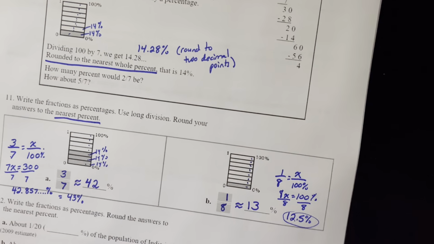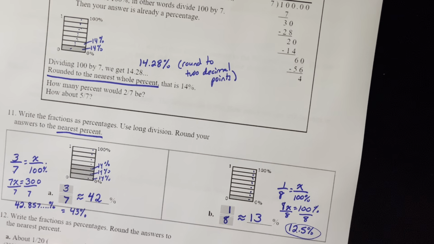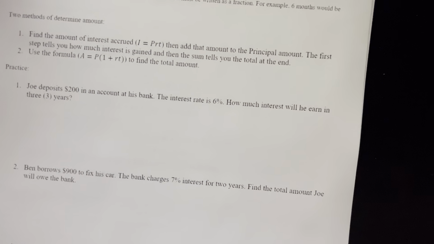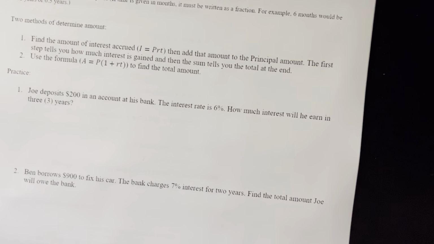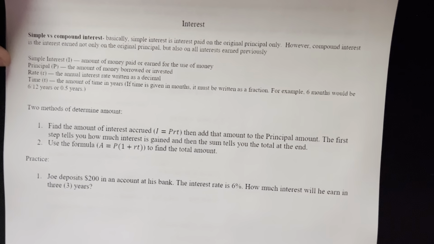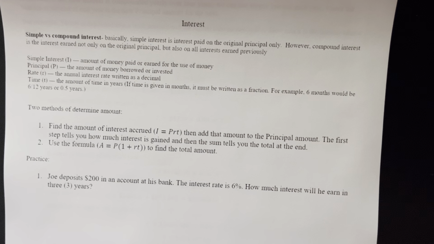Okay. I'm going to skip number 12 and 13 because I think we need to talk about interest. So interest is money usually either charged to you for using money from a loan or money given to you for having money in a, say, savings account, because the bank is thanking you for allowing them to, quote, use your money.